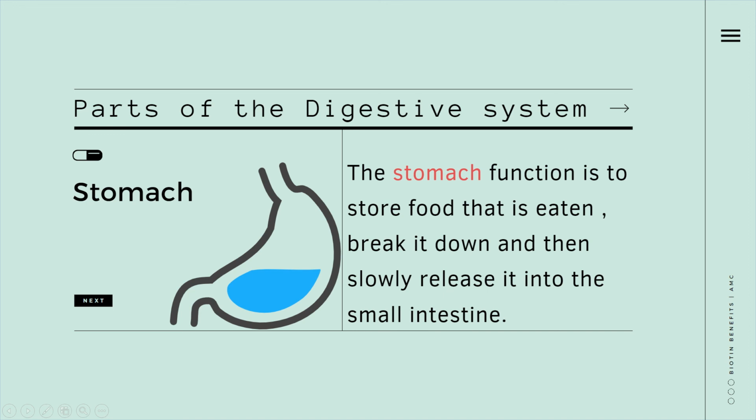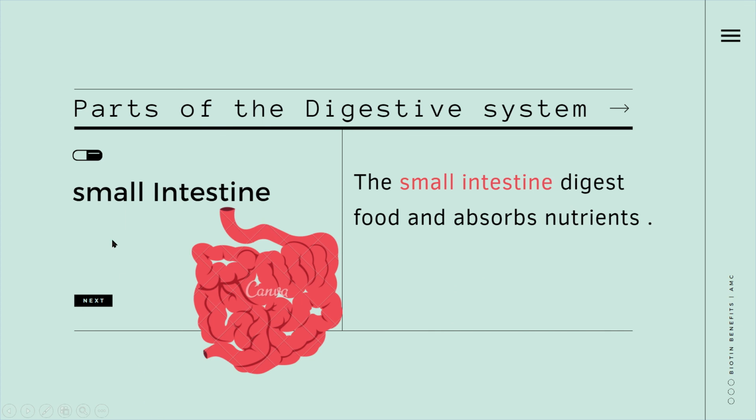So where does your food go after it goes down through the esophagus? Yes, it goes straight down to the stomach. Okay, next one, small intestine.